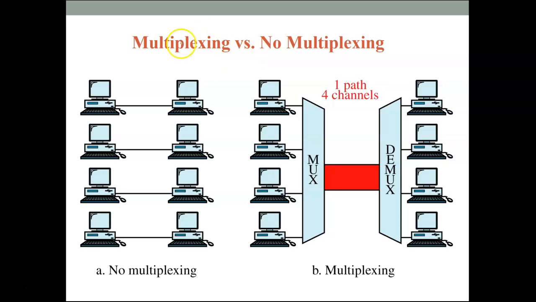So here, I have one path for channels. I have one path, one media, but I divide it into 4 channels for each of these 4 senders and receivers. So I have one big path, I divide it into channels, and the number of channels is defined by the signals I'm trying to transmit.